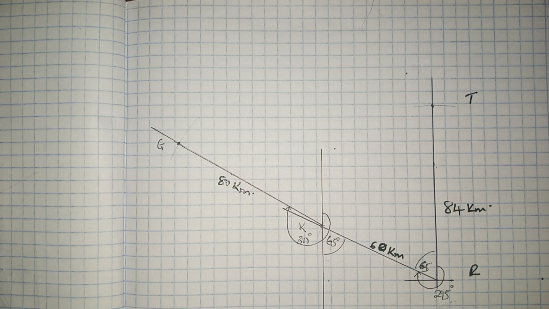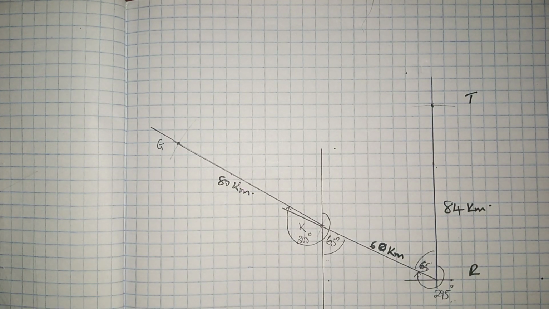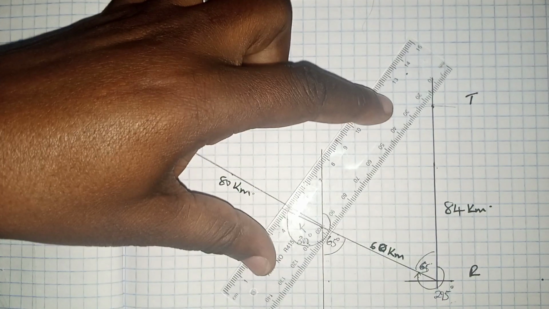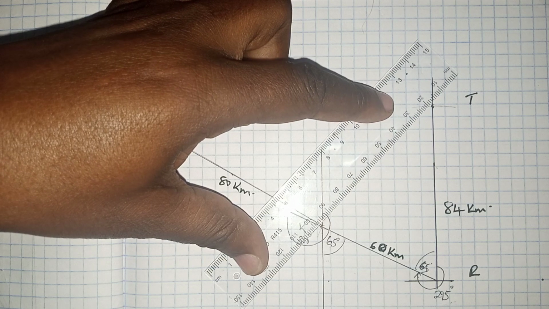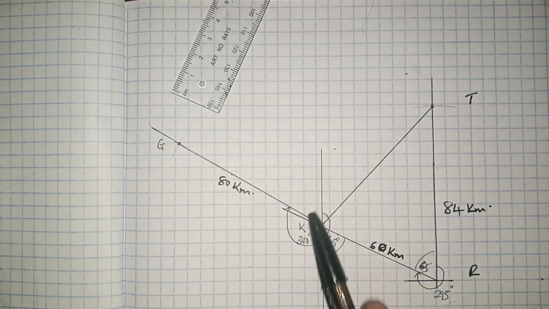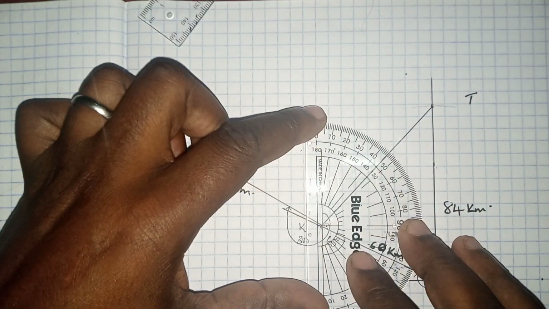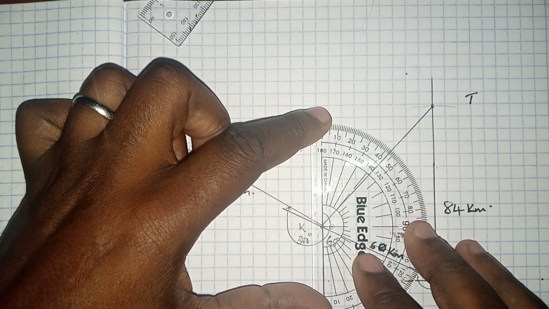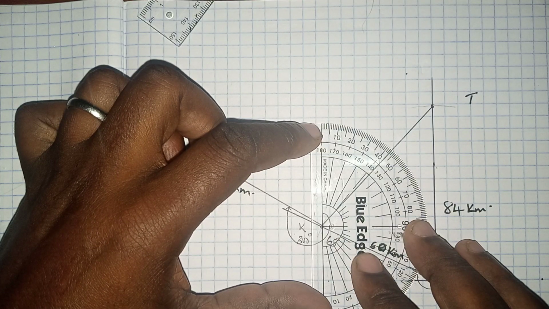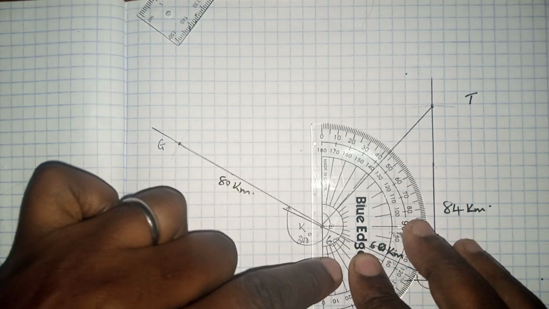Find the distance and the bearing of T from K. The bearing and the distance of T from K. We have to join T and K, and from the true north, of course, we measure degrees. T from K, there we go.